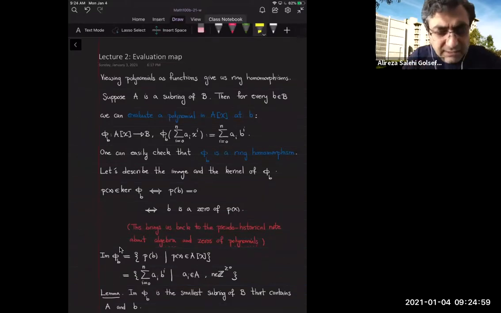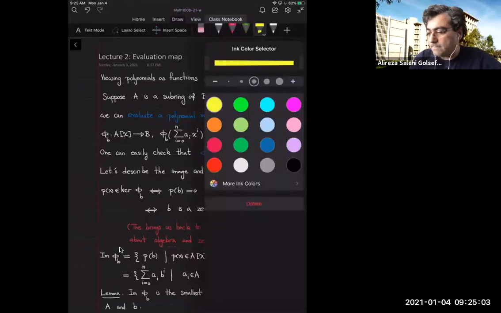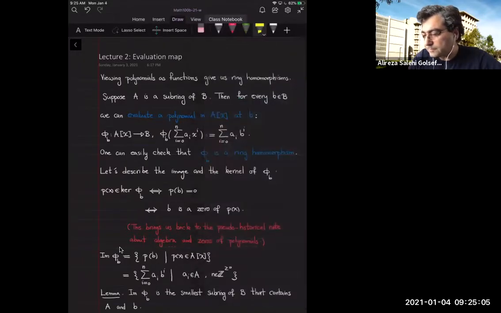So let's make it precise. Suppose I have a ring B, and I have a subring of this ring. So A is a subring of the ring B. Now, whenever I give you a polynomial with coefficients inside the subring, I can evaluate it at an element of the larger ring, capital B.